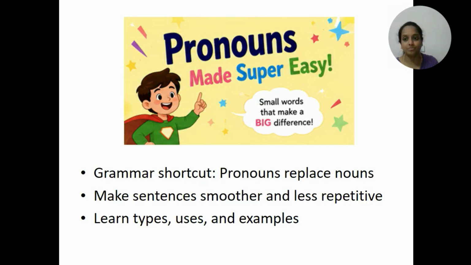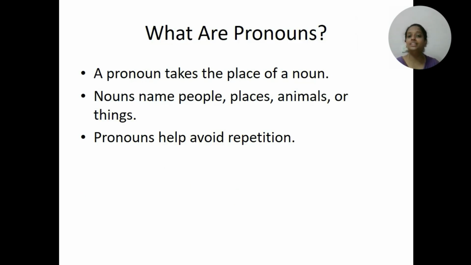What are pronouns? A pronoun is a word that takes the place of a noun. As simple as that. But what does that actually mean? A noun is the name of a person, place, animal, or thing, right? For example, Emma, the dog, my teacher, California, the pencil.